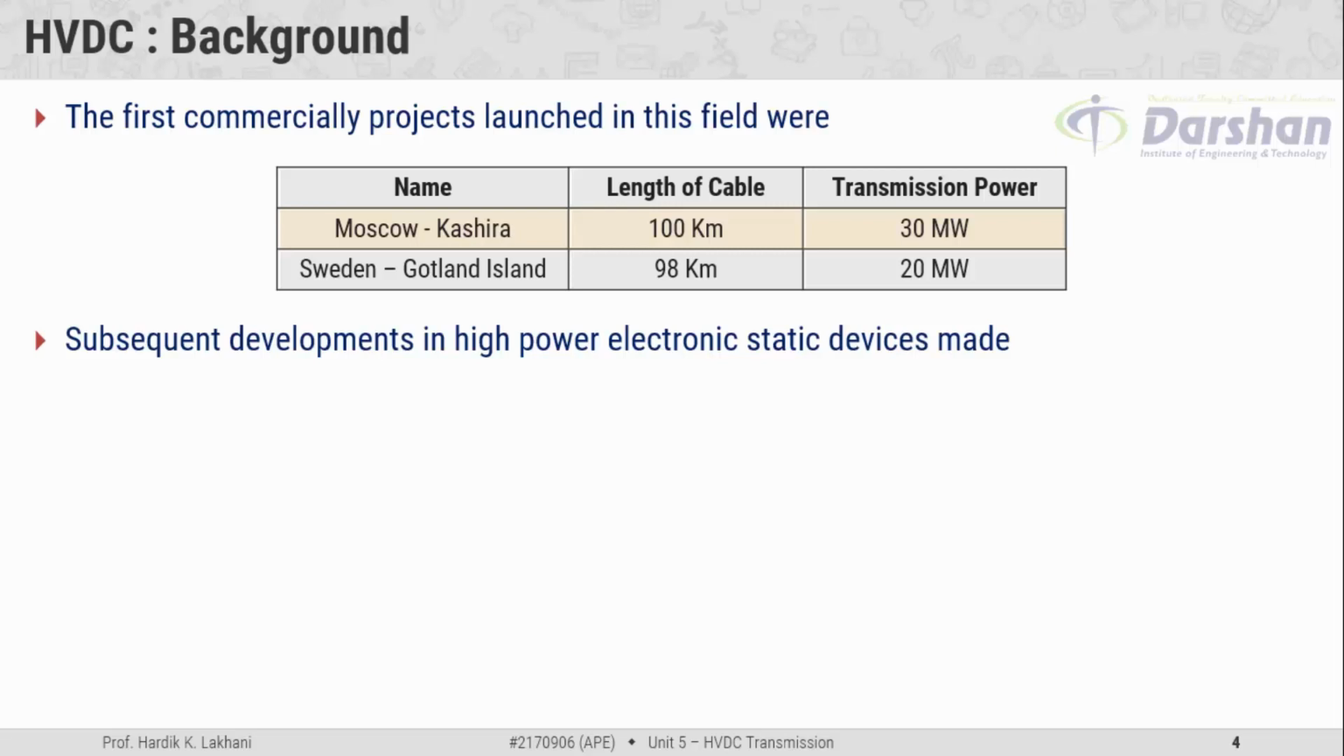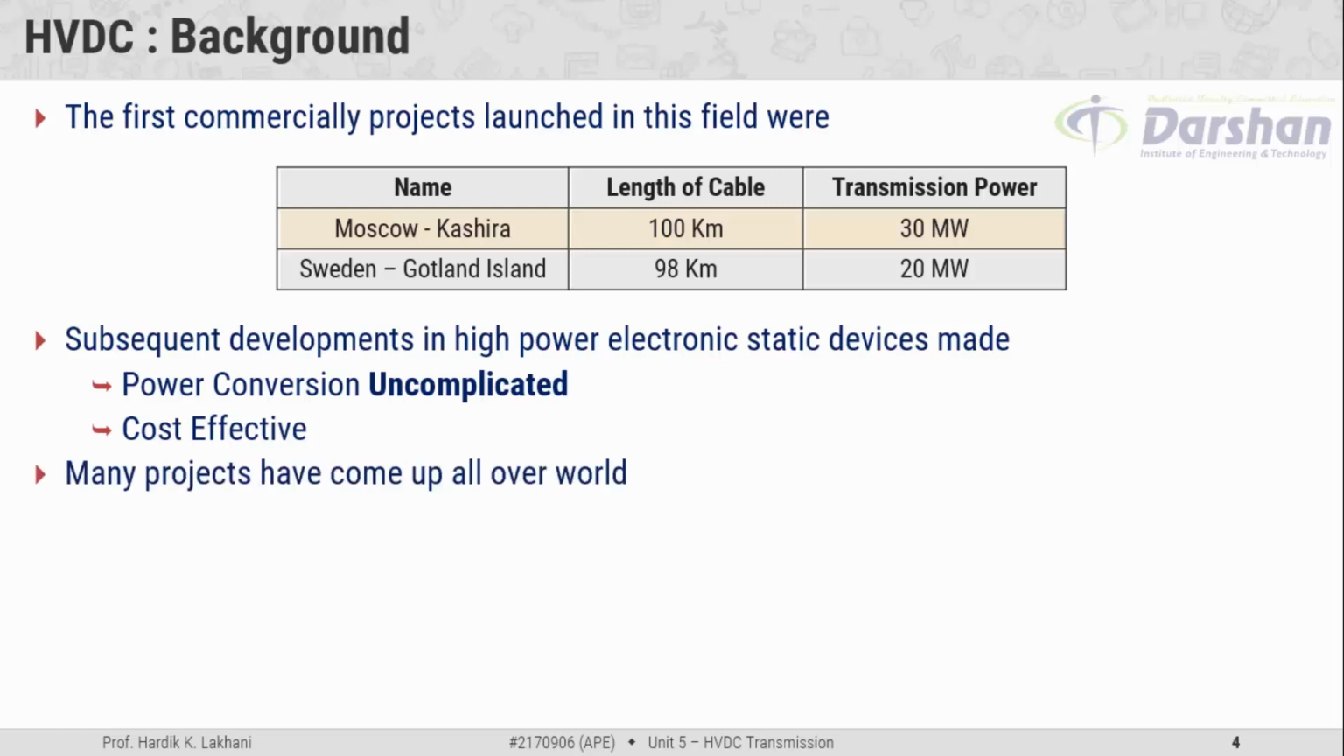Subsequent developments in the high power electronic static devices made the power conversion uncomplicated and very cost effective. Too much research was carried out in the field of semiconducting devices and we could make high power electronics devices, and because of that the power conversion, that is converting AC parameters into DC or DC into AC, became simple and very cost effective.